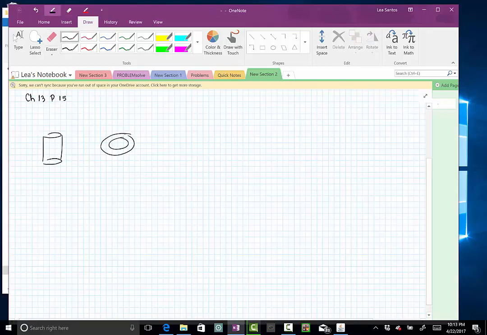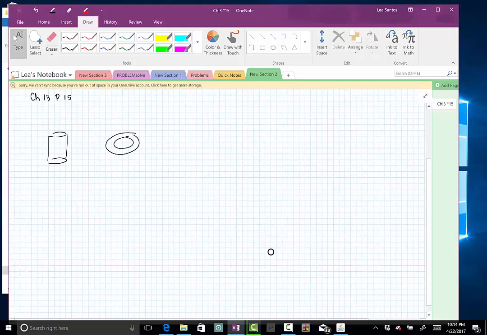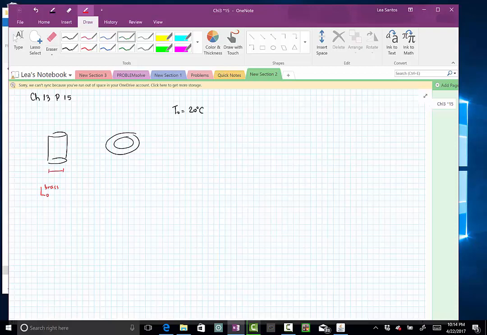All right, and initially at 20 Celsius, so I'll call this T naught, at 20 Celsius, they give us the diameter of this brass plug. So this whole number is given to us. I'll call this L initial for the plug, which is made of brass. And they also give us this diameter for the inside of this ring, which is made of a different material, iron. So I'll call this L initial iron for the ring.